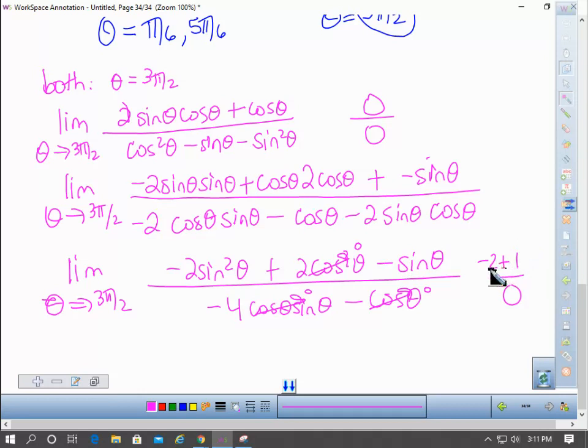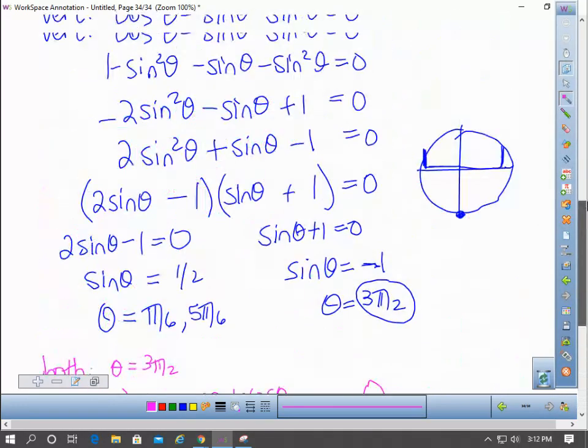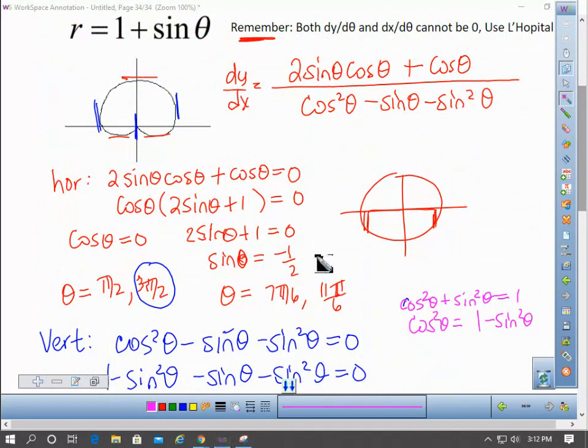So I'm actually getting the answer -1 over 0, but because I've got a number divided by 0, this is undefined, which means it approaches infinity. So for 3 pi over 2, the slope of the tangent line is undefined, it's approaching infinity, so that means this is a vertical tangent line. Indeed.